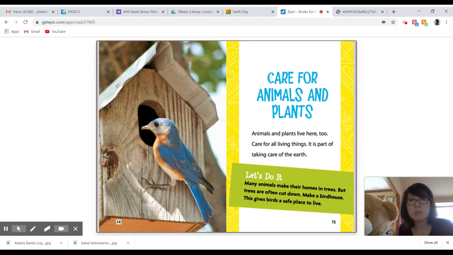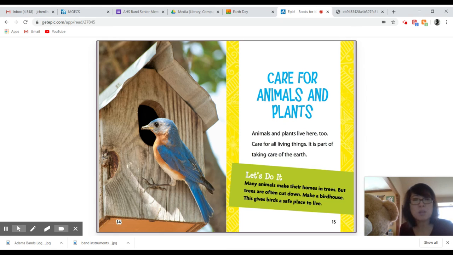Care for animals and plants. Animals and plants live on our earth too. Care for all living things. It is part of taking care of the earth. Let's do it. Many animals make their homes in trees, but trees are often cut down. Can you try to make a birdhouse? This gives birds a safe place to live.